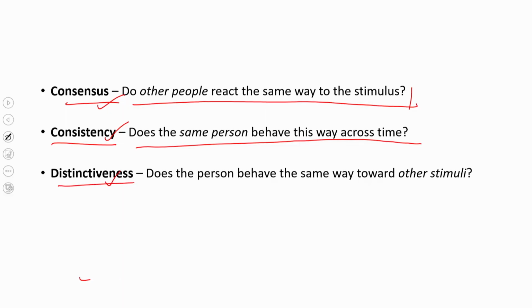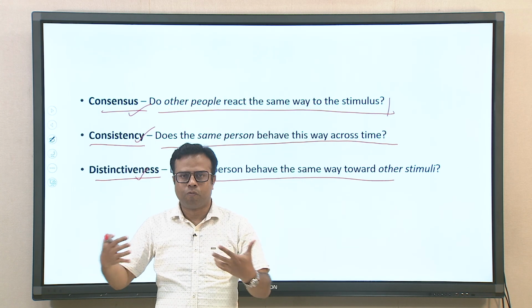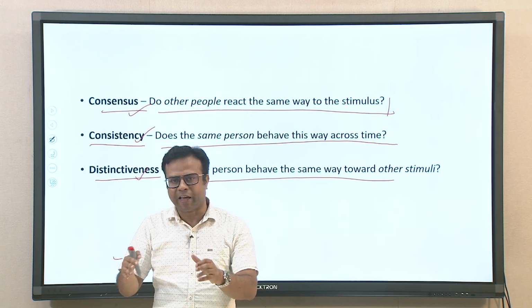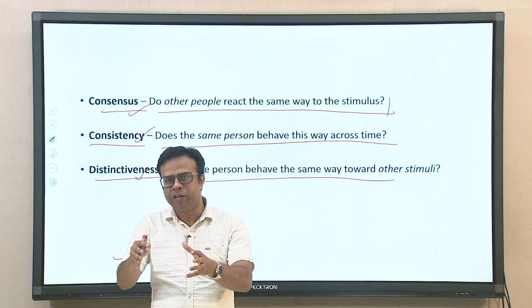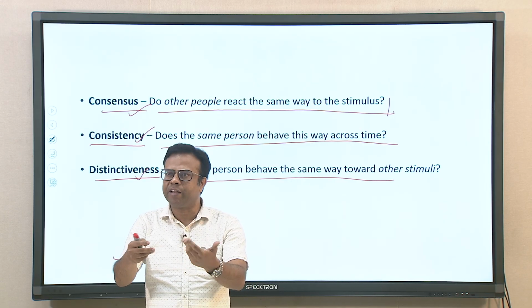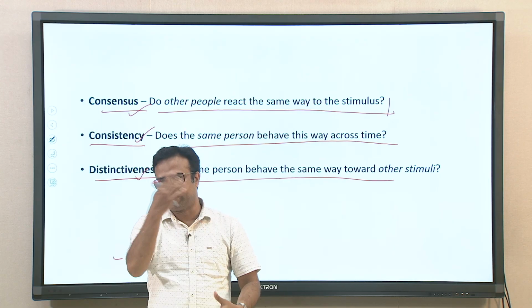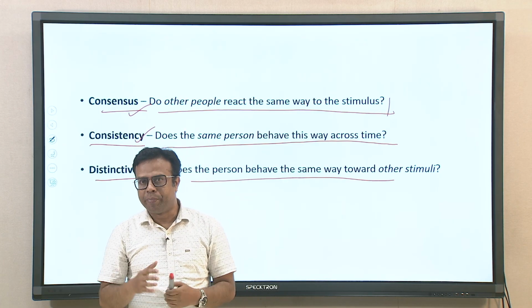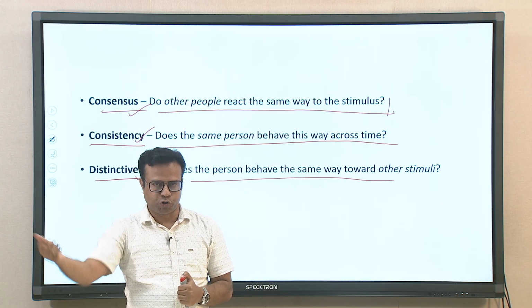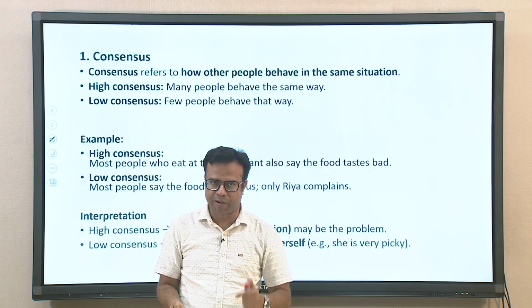The third one is distinctiveness. Does the person behave the same way towards other stimuli? What is the behavior of this person? Is this person behaving this way only in this situation, or is the person's behavior in other, different situations also the same or different? So, that is distinctiveness. Based on that, people make many attributions. For example, we will see some examples.